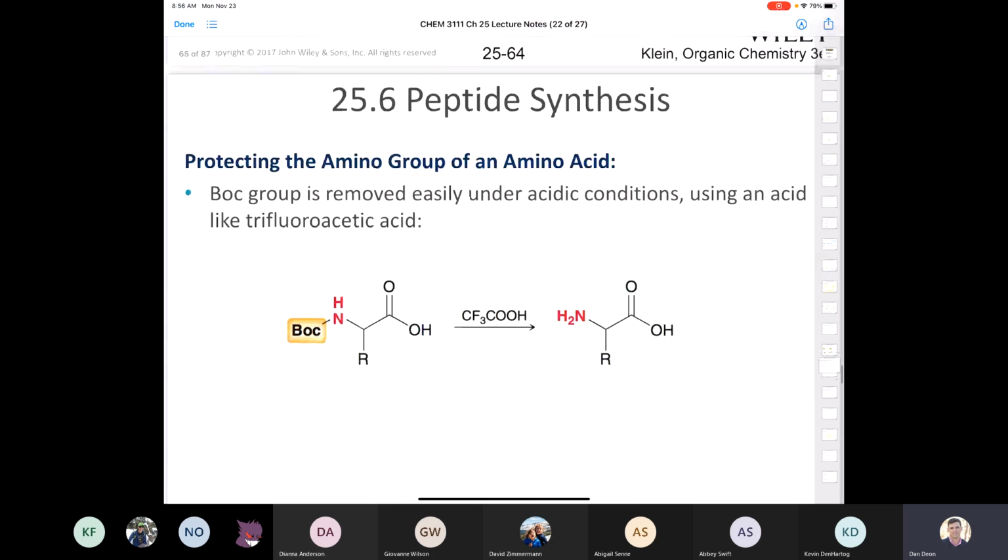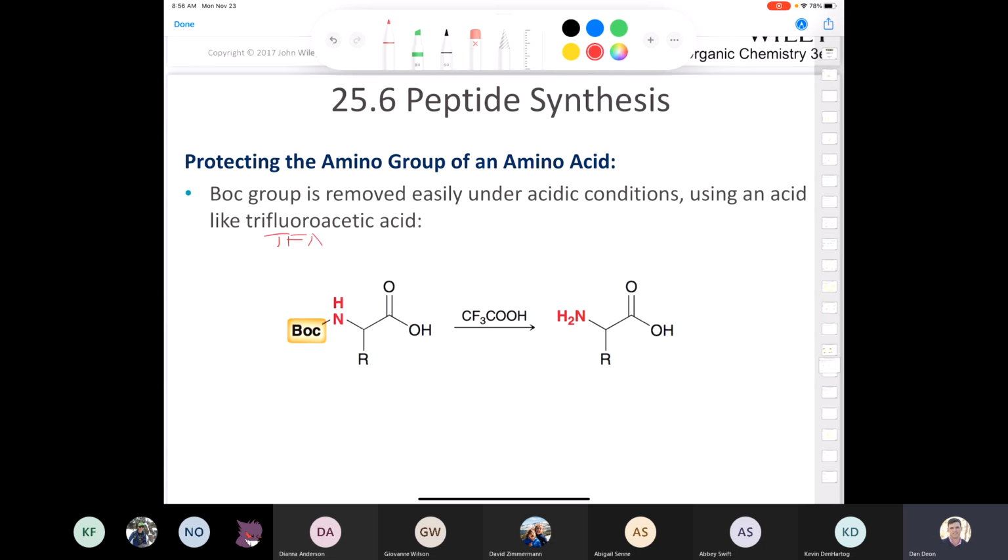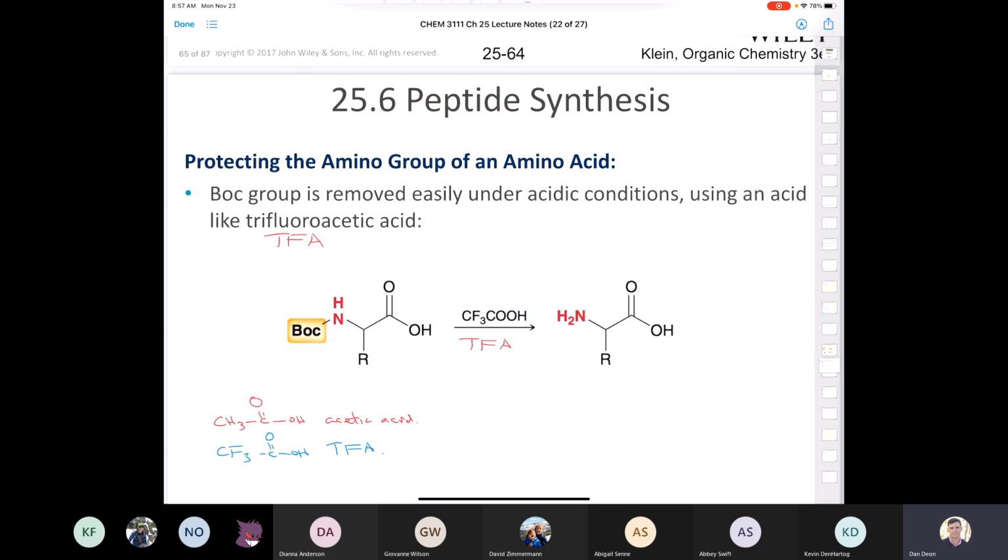I won't ask you that mechanism. To remove the Boc, it's easily removed under acidic conditions using an acid like trifluoroacetic acid, and the acronym that we use for that is TFA. Everybody knows what acetic acid is. If you have CH3 carboxyl, this is acetic acid. And if you replace those three hydrogens with fluorine, CF3, that's TFA. It's a much stronger acid than acetic acid. So we treat that with TFA and we remove that Boc group.